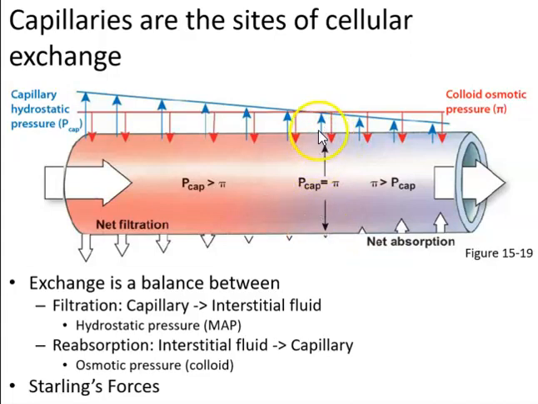Then we get to a point where it is equal, where there's no net filtration or absorption, and then we get to the venous end or the venular end, where at this point there is more plasma proteins within the capillary, which encourages absorption. So we have an increase in colloid osmotic pressure, and it's greater than the capillary hydrostatic pressure, and overcomes this force so that it encourages absorption of the interstitial fluid. Okay, and again, these are Starling's forces.